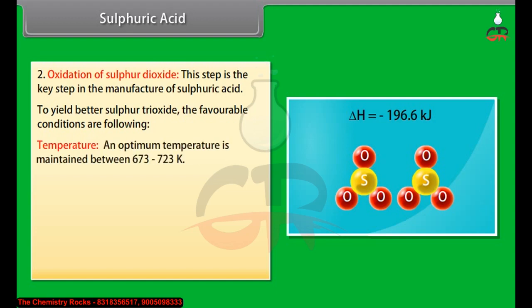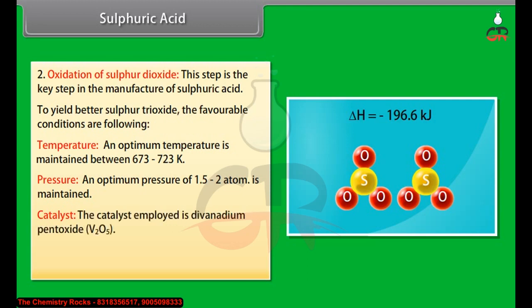An optimum temperature is maintained between 673 to 723 Kelvin. Pressure. A high pressure favors the process. An optimum pressure of 1.5 to 2 atm is maintained. Catalyst. At such a low temperature, the reaction is slow. The catalyst employed is divanadium pentoxide, V2O5. Excess of oxygen. To have a better yield of SO3, O2 is used in excess.